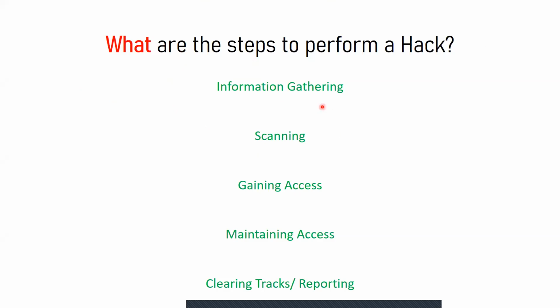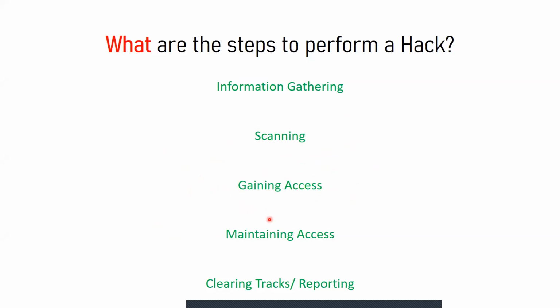Once I find all the information about them, I'll go with something called scanning. So what is scanning? I'll be scanning for vulnerabilities. Whatever weakness they have, I need to find in this scanning. Once I scan them, I'll try to gain access to that machine. So what is gaining access? Using the vulnerabilities that I found in scanning, I'll try to gain access over the machine or that organization.